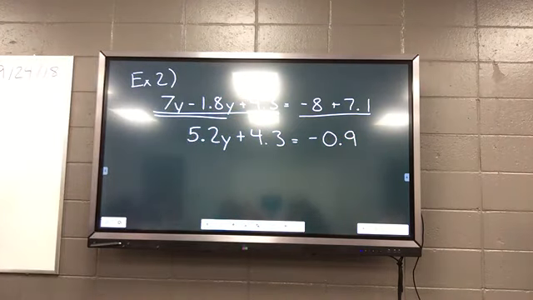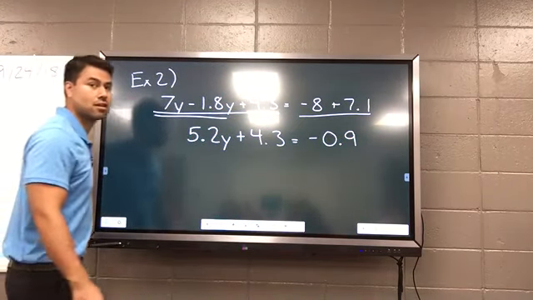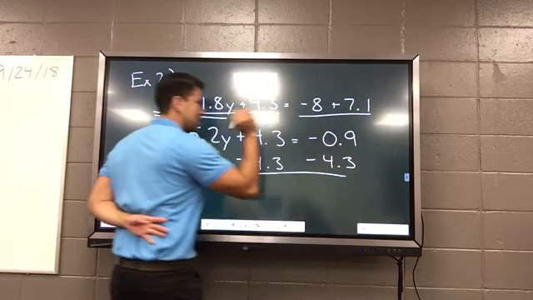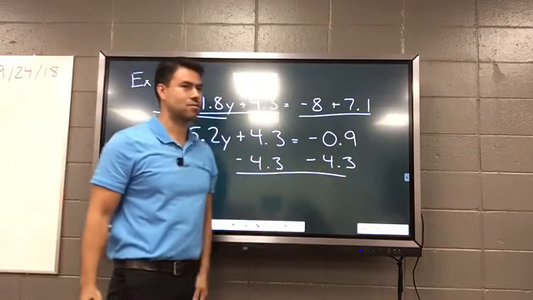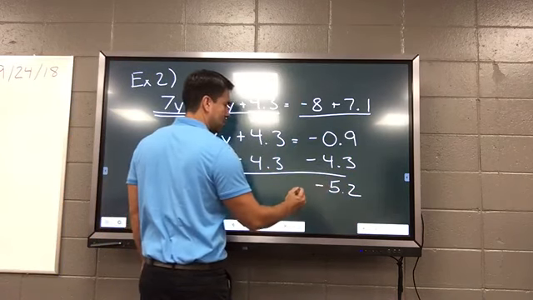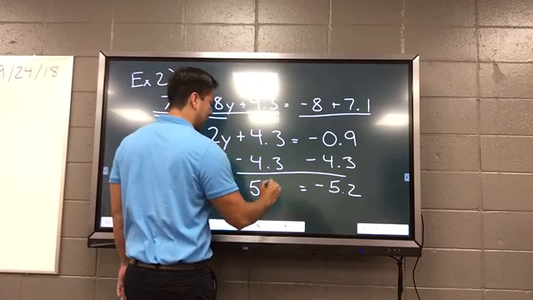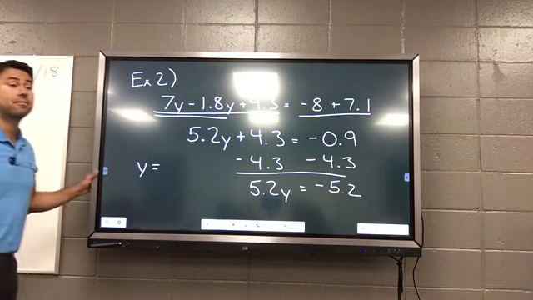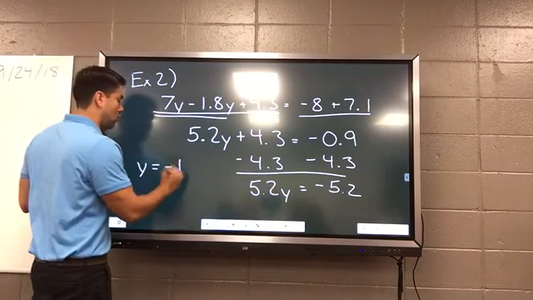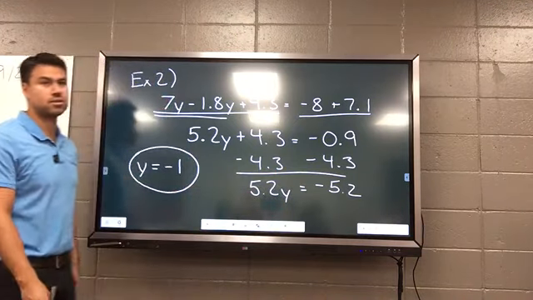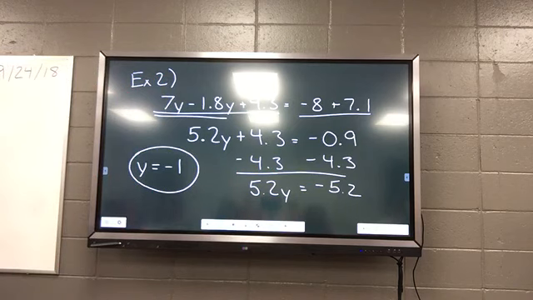All right, how do I solve this one, Wyatt? You subtract 4.3. Uh-oh. I have a negative minus a positive. You're just adding. Oh, okay. That's comforting. Negative 5.2 equals 5.2y. What does y equal? Negative 1. Because 5.2 times negative 1 equals negative 5.2. Negative 1. So sometimes it'll be nice.